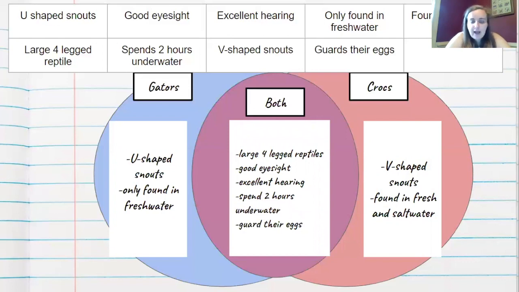They both have good eyesight. They both have excellent hearing. They both spend 2 hours underwater, and they both guard their eggs. So go ahead and check your Venn diagram. If you have a couple of mistakes, pause the video and fix it now.